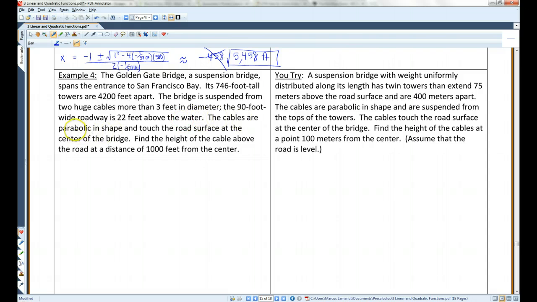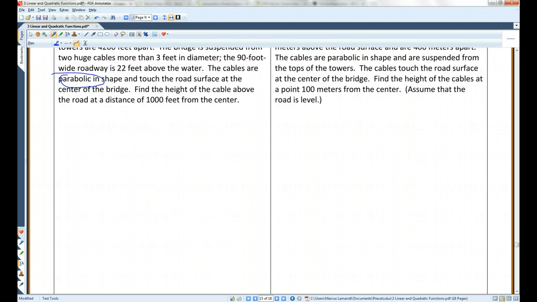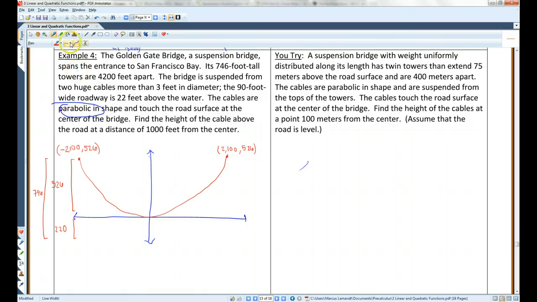The cables are parabolic in shape. That's important. And touch the road surface at the center of the bridge. Find the height of the cable above the road at a distance of 1,000 feet from the center. Alright, I'm going to draw a picture of what they're talking about real quick. So this is kind of what they're talking about.